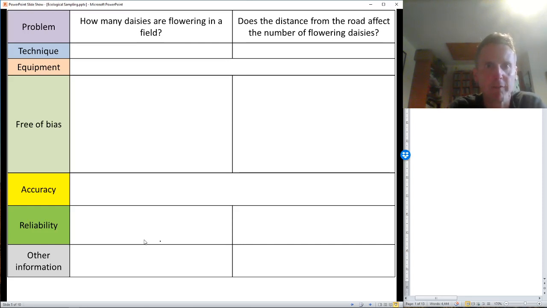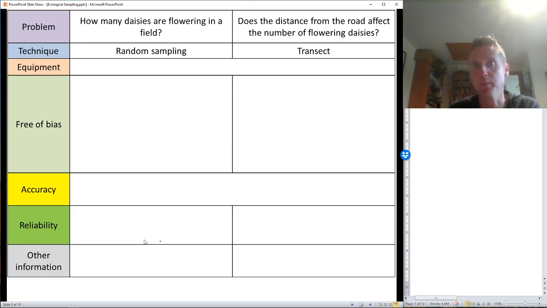So there are 2 problems. How many daisies are flowering in a field? And does the distance from the road affect the number of flowering daisies? Maybe there's pollution from the traffic, acid rain and things like that. Maybe it's going to affect it. So the technique is random sampling for how many, and it's transect for measuring how something changes.